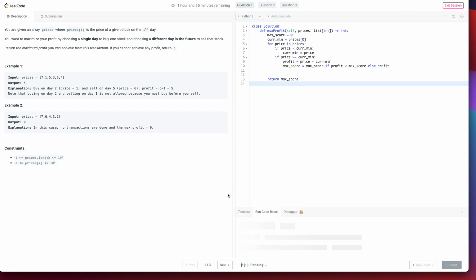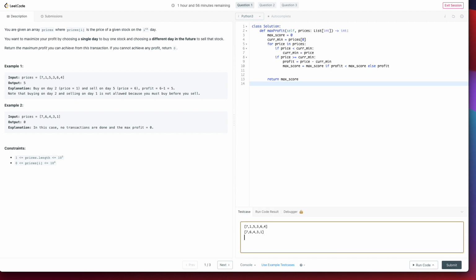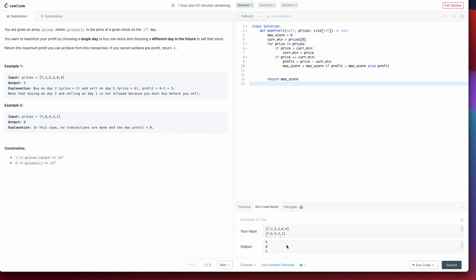Let's see what we get here. So we do output 5. I'm curious if we output 0 here. There's also 0 if it's monotonically increasing, and then I'm just gonna do some random numbers here and then just see what happens. Just to test it out, 5, 0, and 98. I see, so 1 and 99, all right.